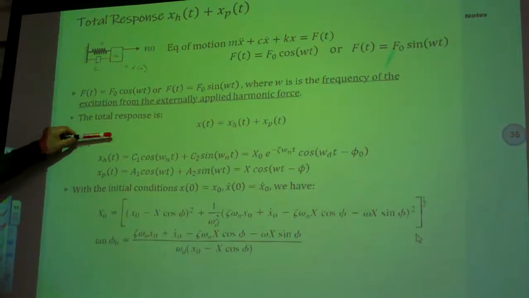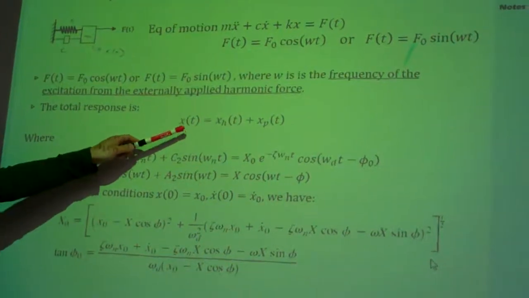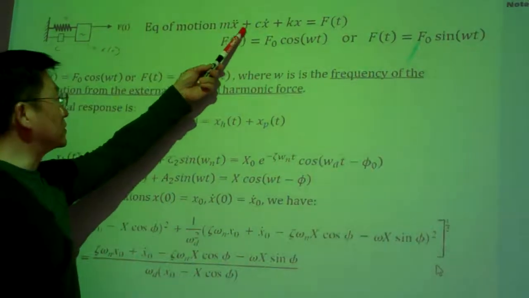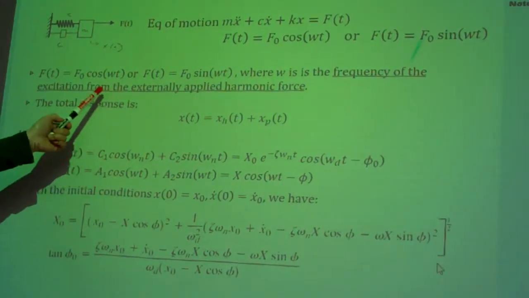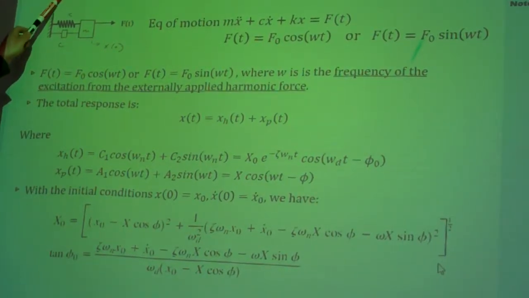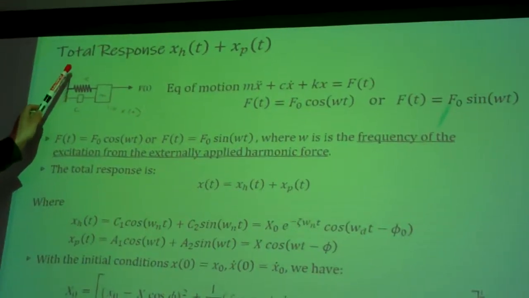This one we talk about is the total response of the damped systems under excitations. Okay, so basically that is the whole thing we considered. And here we want to consider the total response, and that means we must consider the steady state response in addition to the transient response.